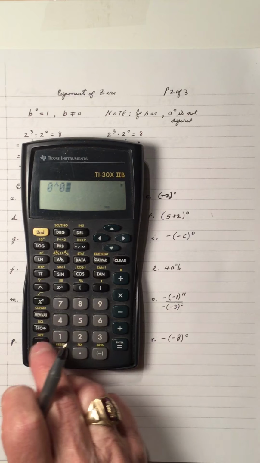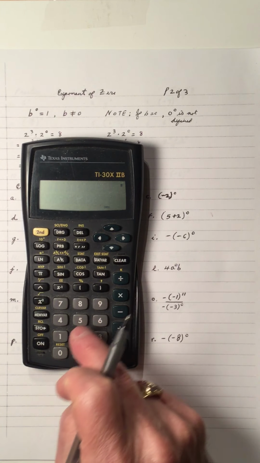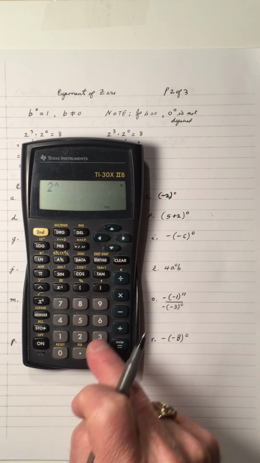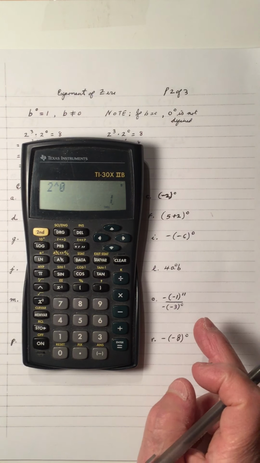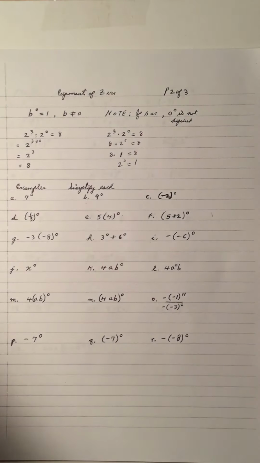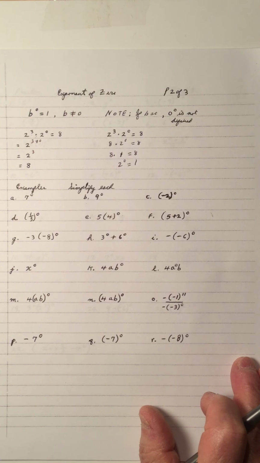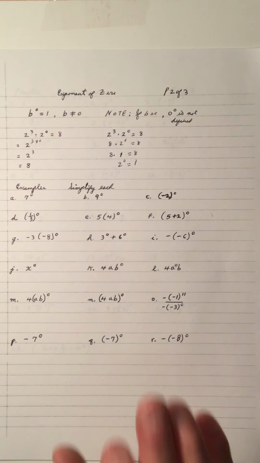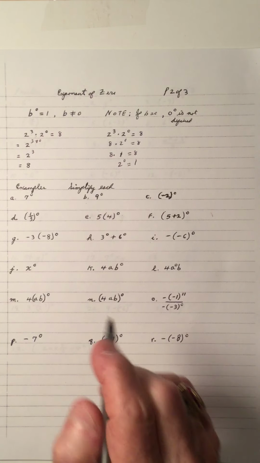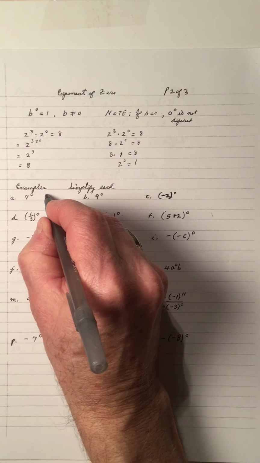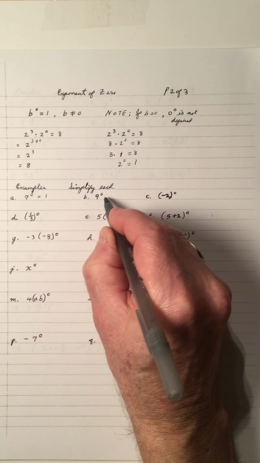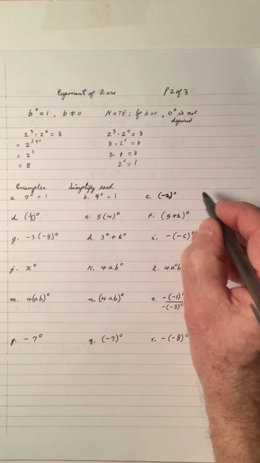Another one that we can do is take the 2 power button 0 on the calculator and see what we get. 1. Okay, so 2 to the 0 is 1. Any number to the 0 power is 1, except 0. You can't raise 0 to the 0. So let's work out some of these now. 7 to the 0 is 1. 9 to the 0 is 1.